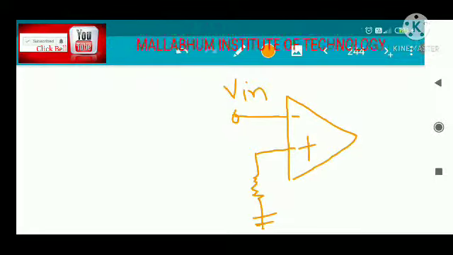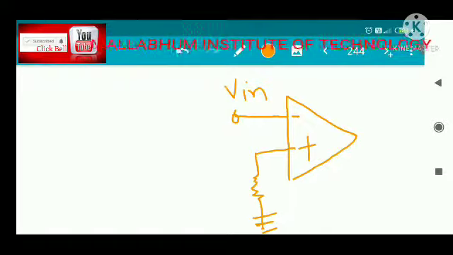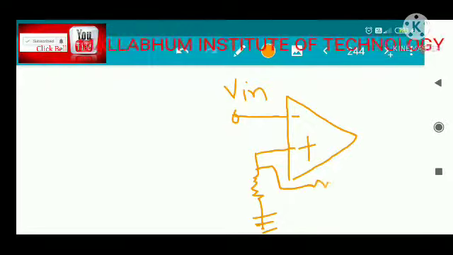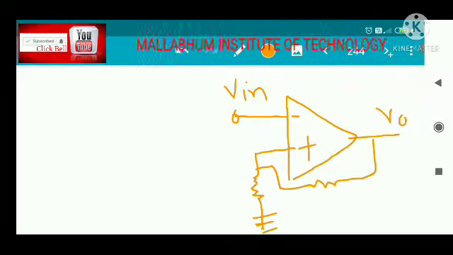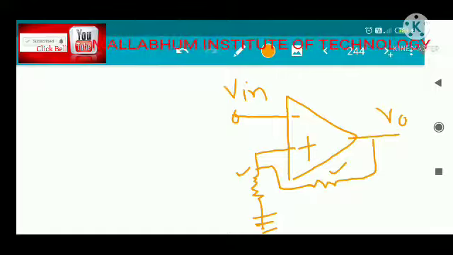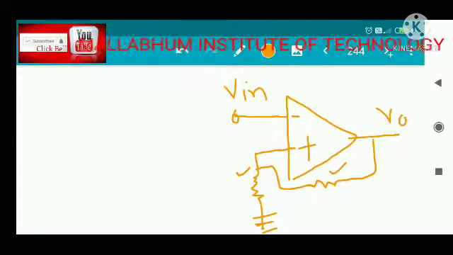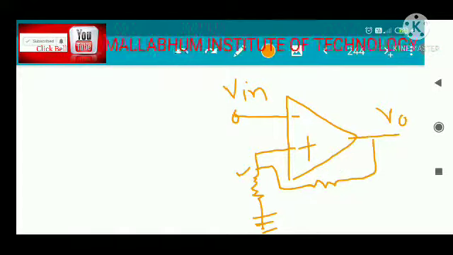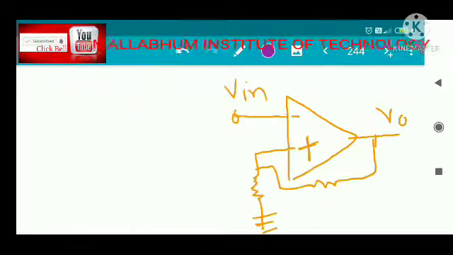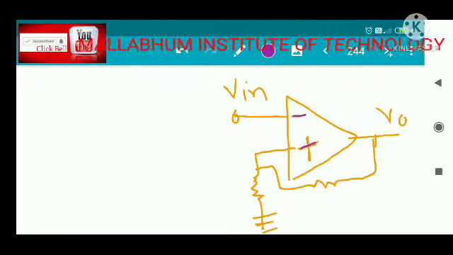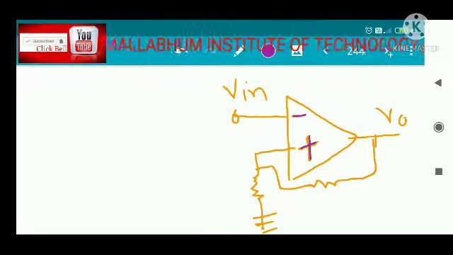Okay, and there is a feedback path. This feedback path is going to be connected to the positive terminal. So this is the output voltage, and there is a resistance value, and you can easily see that the output voltage is fed back to the positive terminal. That is our main interest: the output voltage is fed back to the positive terminal. So that's why it is a positive feedback circuit.